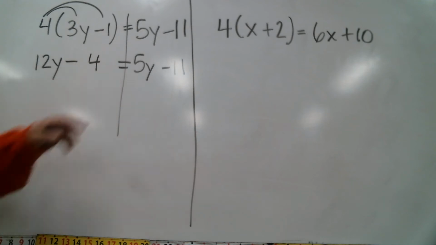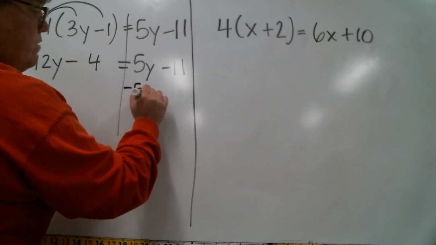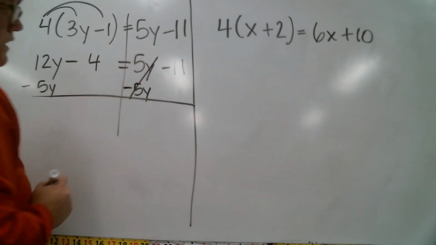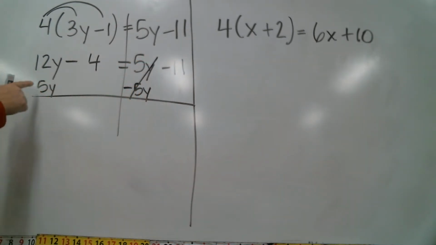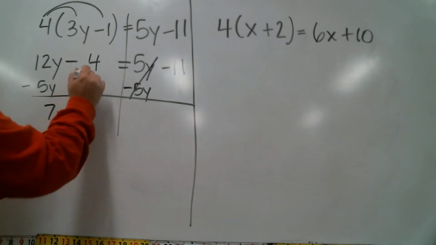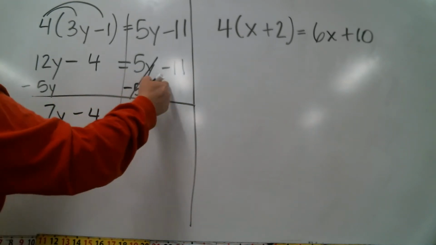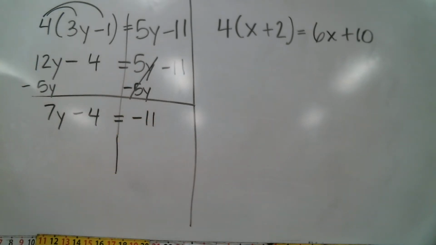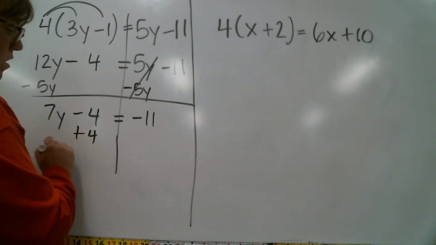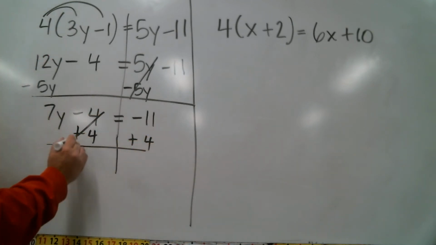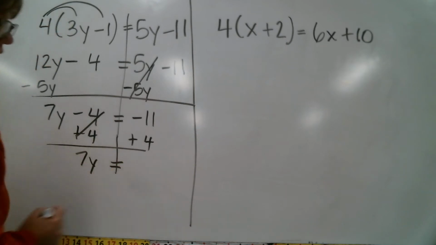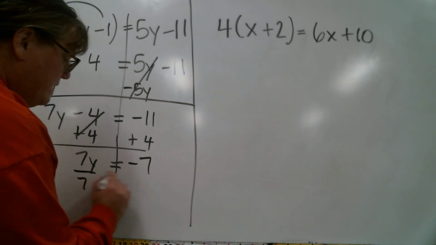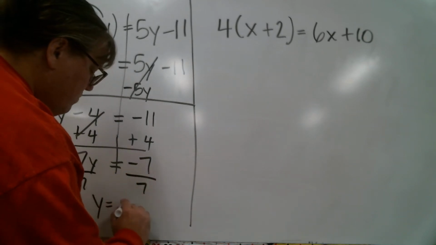So I'm going to take care of this 5y here. Subtract it from this side. Subtract it from this side. You should be getting pretty good at that. So 12y minus 5y is 7y minus 4, we're rewriting, equals negative 11. And then I finish it up. It's just a two-step equation now. I need to add 4 onto both sides. So I've got 7y equals negative 7. And when I divide by 7, I get y equals negative 1.